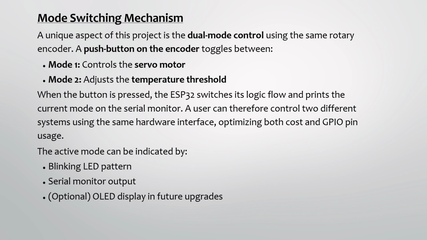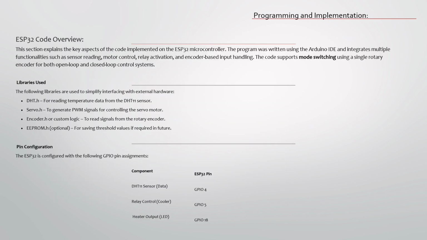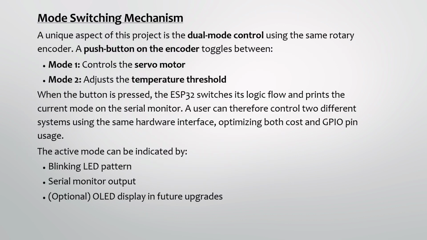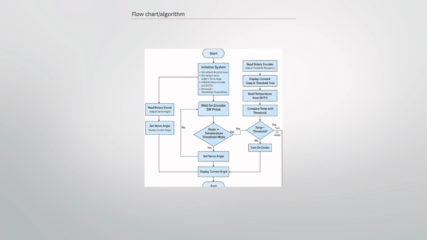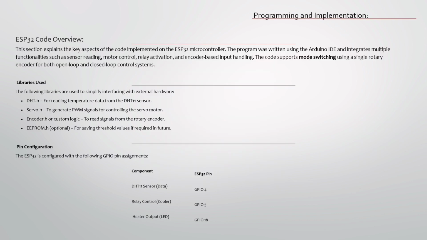Now, the mode switching and code. A standout feature is dual mode switching. One encoder press toggles between temperature control and servo control. This allows both systems to run using the same components, saving GPIO pins and hardware cost.